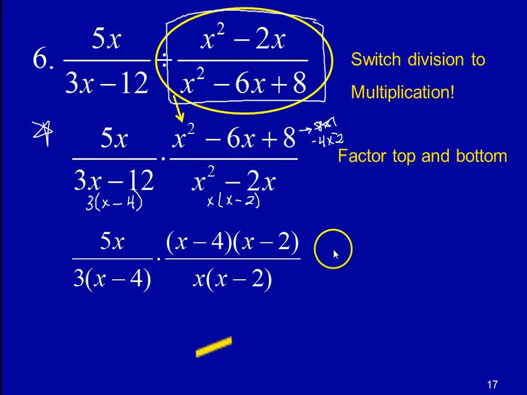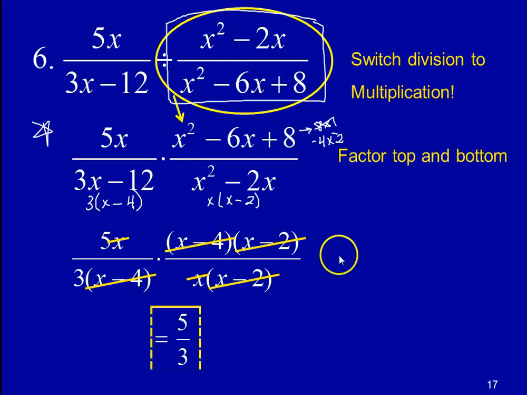I've got an x on the top, an x on the bottom, and again, those are solo x's. They're not paired with anything else. I got an x minus 4 on the top, an x minus 4 on the bottom, and an x minus 2 on the top, x minus 2 on the bottom. So the only thing on the top is 5. Only thing on the bottom is 3. So 5 over 3.